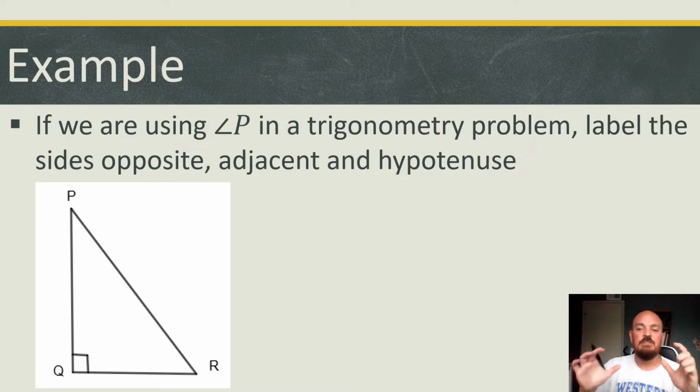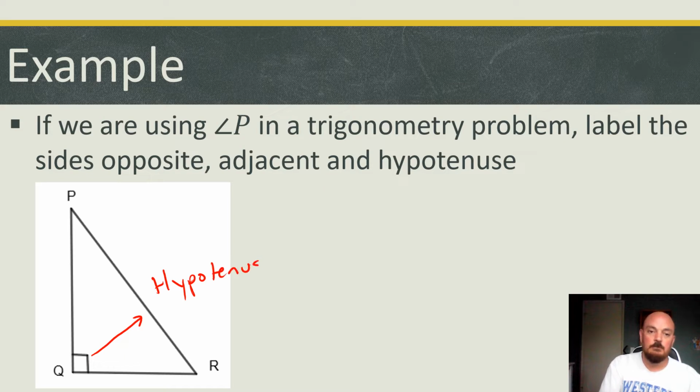We have a definite, rigid definition of the word hypotenuse. The right angle in this picture is Q because it's got the little box in it. From the right angle, if you go to the opposite side of the triangle, you will always find the hypotenuse. So that one never changes.